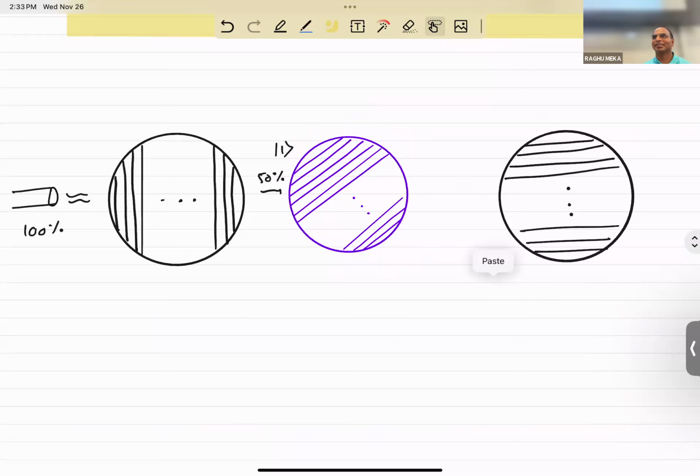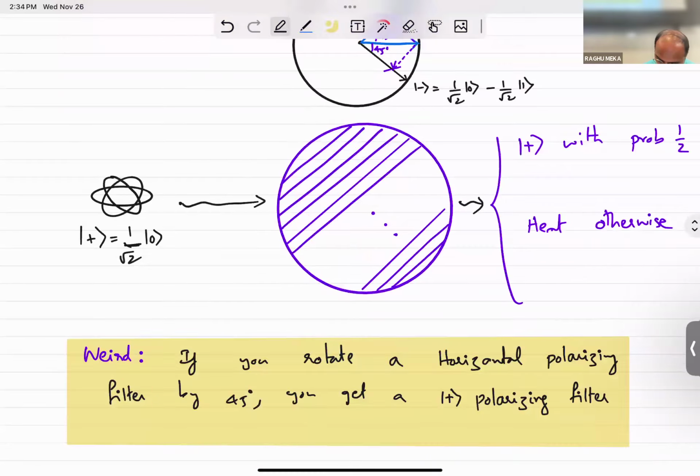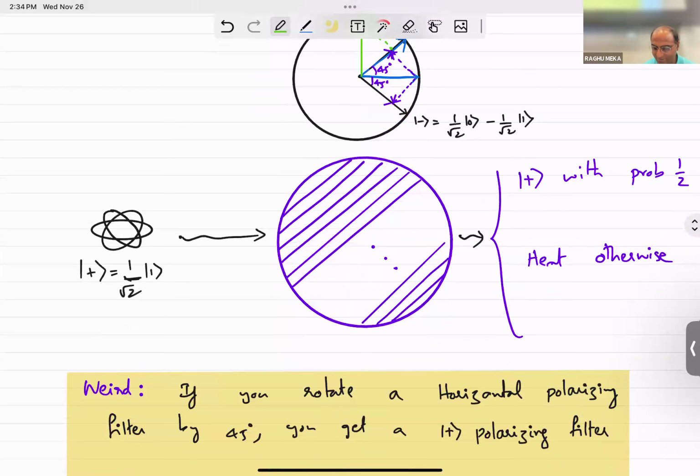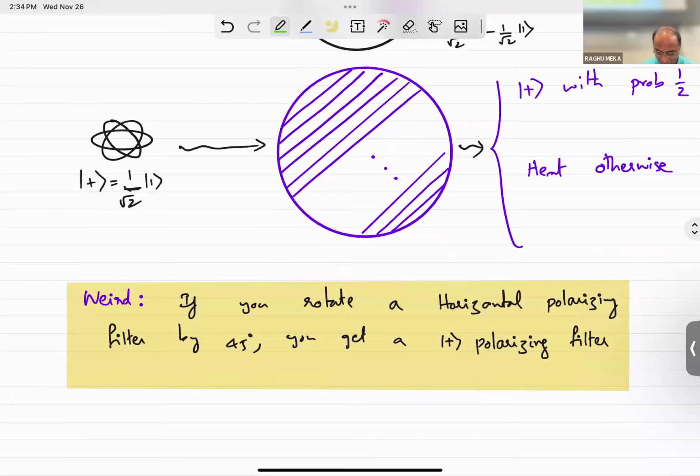So what happens? The first filter eats up half of the light, but whatever comes through is exactly in state 1. Now the second filter is going to do something too. What does it do? Well, we can go back to this calculation. Let's say I do 1 here. So 1 is this guy, so the projection lengths are the same. The projection onto plus would be 1 over square root 2. So you would get the same outcome: plus with probability half, heat otherwise. Do you agree with that?